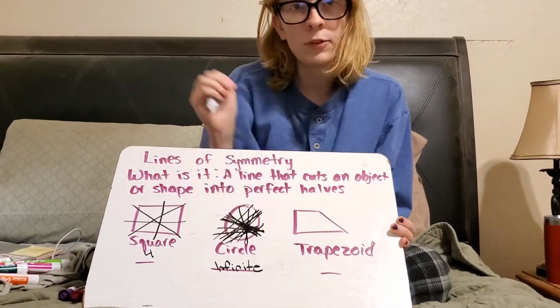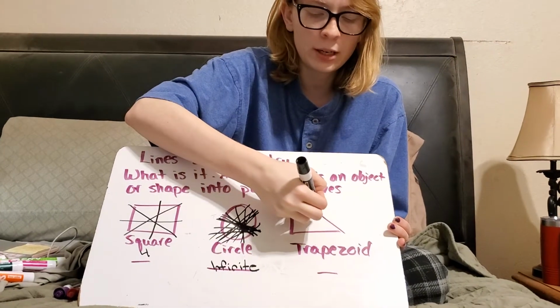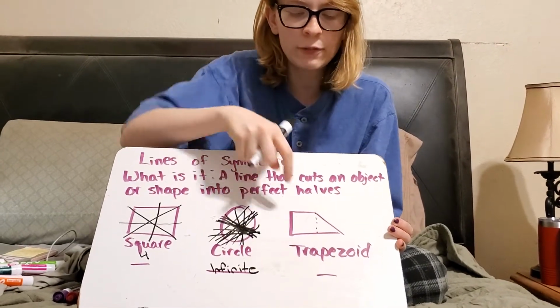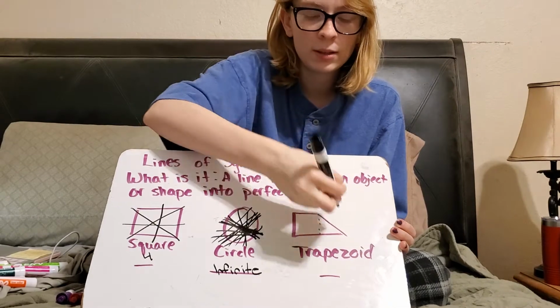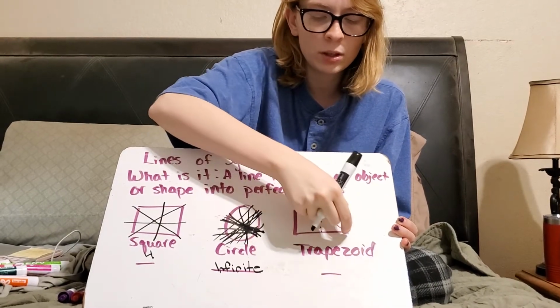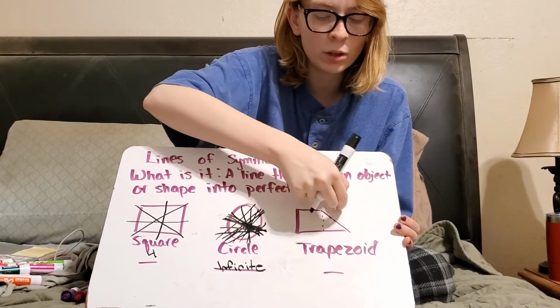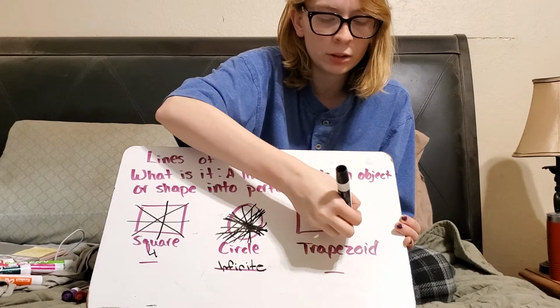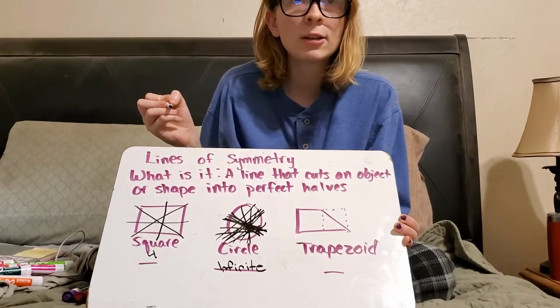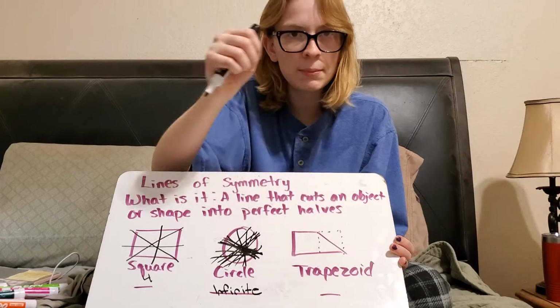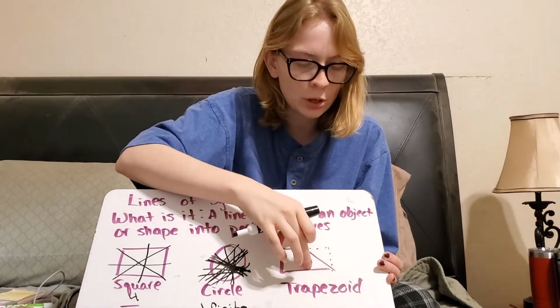What about this specific trapezoid? Could I cut it here? If I fold this in half, will it be the same? If I take this corner, it matches up here. If I take this corner, it folds to right here. So would that be congruent? Would that be the same? Would they be equal? No.